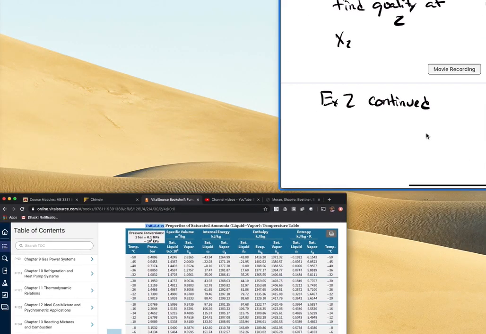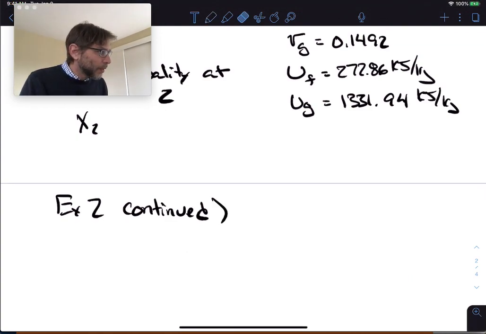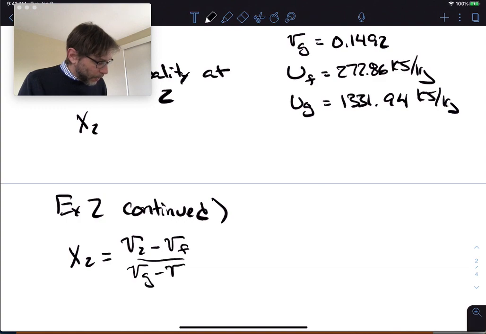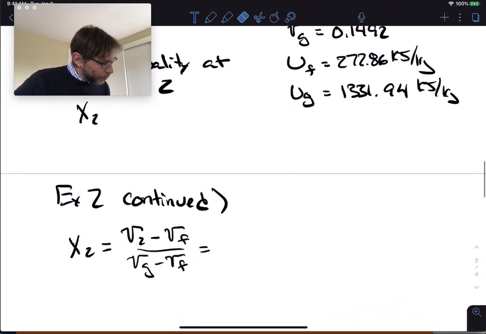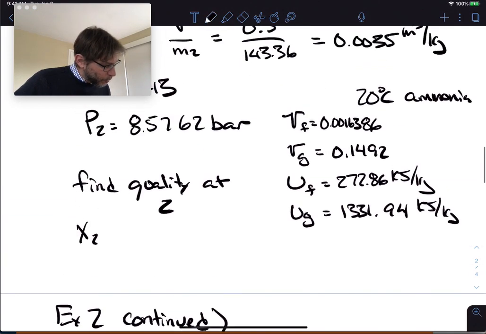Okay, so let's go back to example 2 continued, and find X2. So X2 is equal to V2 minus VF over VG minus VF, which is VFG. In this case, we can put our numbers in. I'm not going to do it because I don't want to spend all this time.